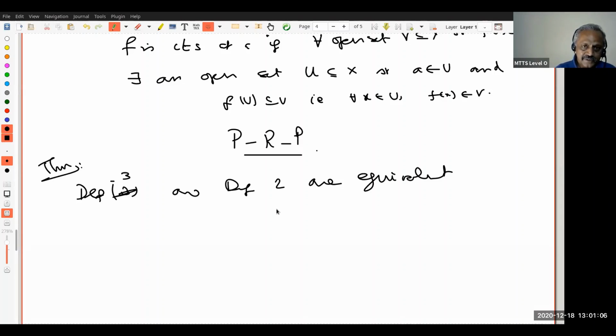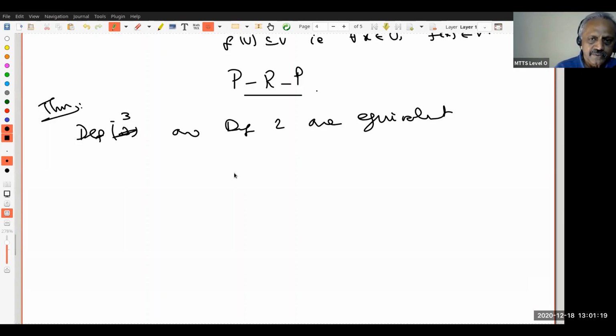For definition 3 to make sense, what do we need? I do not have to know how the open sets are obtained. The fact that there is a class of open sets, that's good enough for me. Don't worry about it. Let's go through the proof. So what do we want? Let's assume definition 2. I want to know whether it implies definition 3.